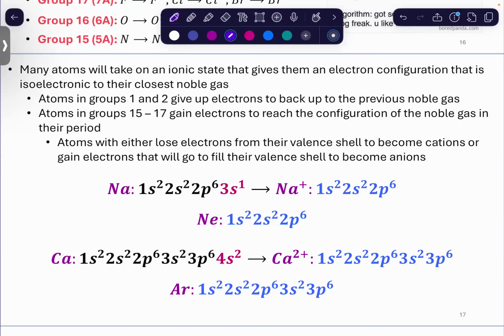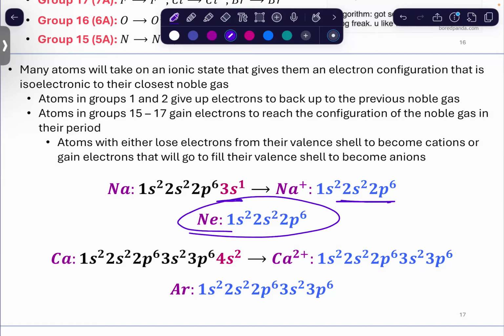So here, if you look at sodium, sodium has a 1s2, 2s2, 2p6, 3s1 electron configuration, with the 3s1 being the valence electron. Now, sodium will want to give up that valence electron and take on the 1s2, 2s2, 2p6 configuration, which is isoelectronic to neon. So now the valence shell for sodium is completely filled, the 2s2p level, and that's completely full, which is very stable.